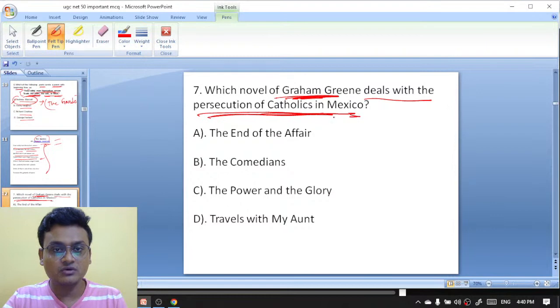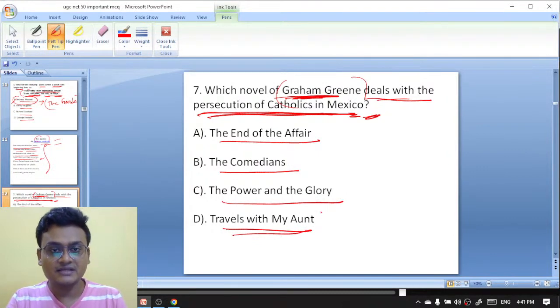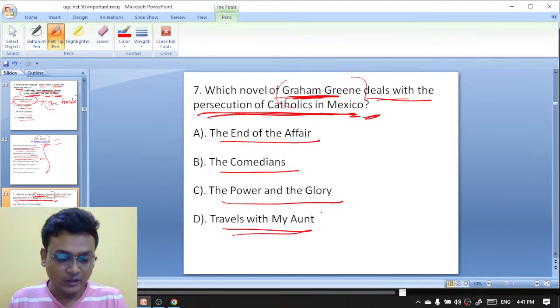Graham Greene deals with the persecution of Catholics in Mexico. Your options are The End of the Affair, The Comedians, The Power and the Glory, and Travels with My Aunt. Which novel of Graham Greene deals with the persecution of Catholics in Mexico? What is the answer here?